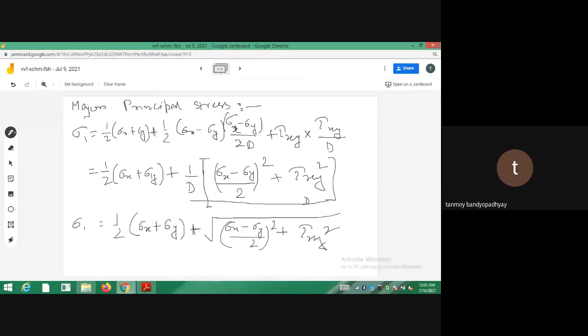So this sigma 1 is known as the major principal stress. Sigma 1 you can write, or you can write it as sigma n max. You can just cross check that: d2 sigma n by d theta 2 will come out to be negative. Okay?